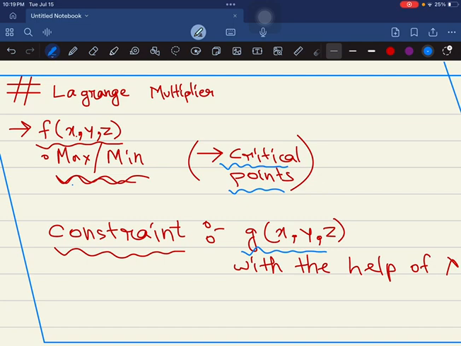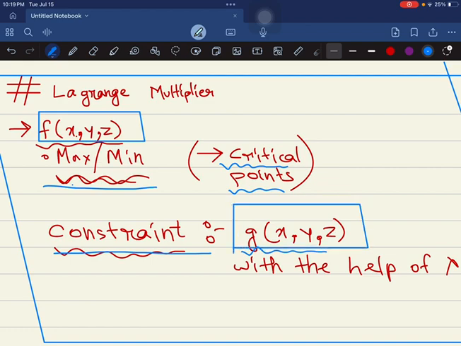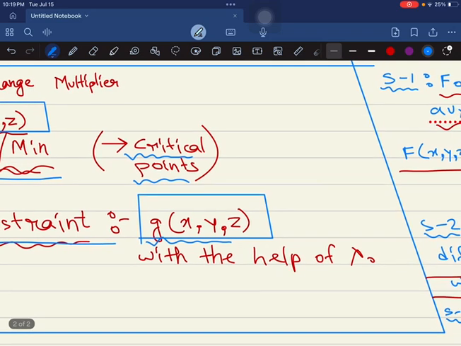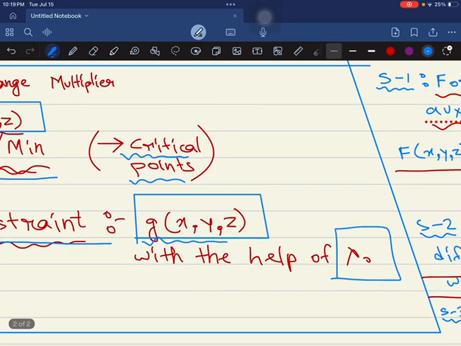So with this method, we find the maximum and minimum values of any function such as f(x, y, z). The maximum and minimum values are also called the critical points of the function. To find them, we need a constraint, that is g(x, y, z). With the help of this, we find the maximum and minimum values of the function. In this process, we need the help of lambda. So we'll take a look at the steps that we have to follow during this method.